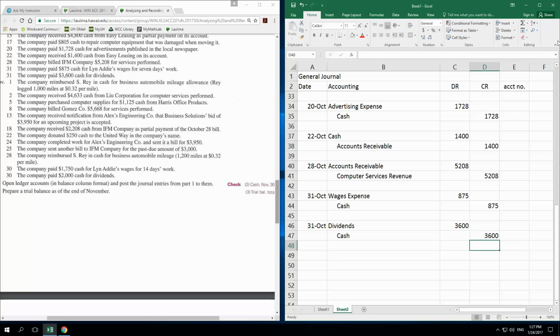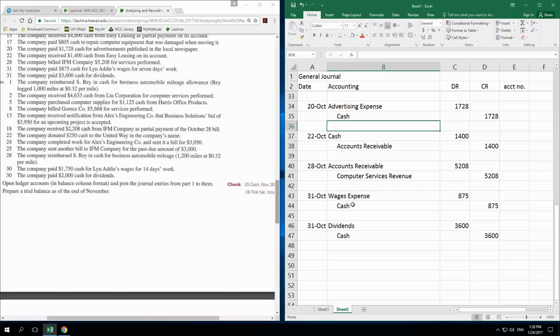Could you leave it on the same line, because it's the same line? Could I put wage expense under that, put dividends, and then add the cash credit? Oh, you want to compound it into one entry? Yeah. Well, if it was one check, okay. But these are probably two separate checks, right? This check goes to Lynn Addy, and this one goes to the dividends. So that's a good question.